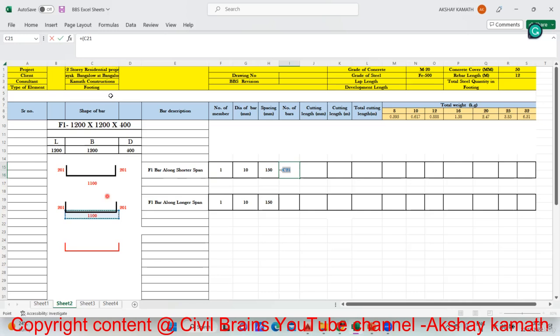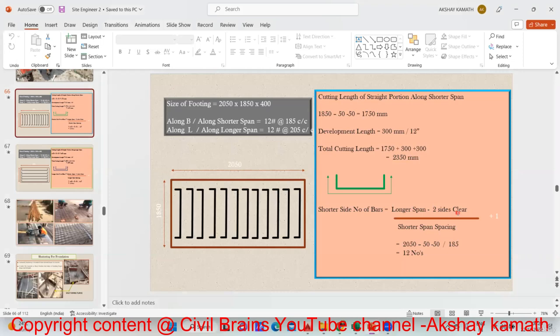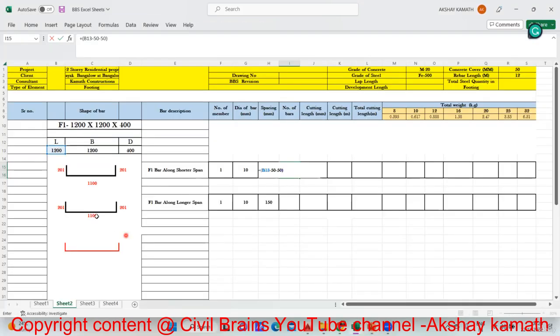We'll directly take 1100, or we can do one more thing. Instead of doing that, for the number of bars, come here, open the bracket. What is your longer span? My longer span is this one, 1200 length. You take this one, minus 50, that is the cover on the left side, minus 50, the cover on the right side. You're getting my point, no? And close the bracket. That is what was written here: longer span minus two sides of the cover. This you can do. Otherwise, you could have directly taken 1100, because here the cover is already subtracted. But we'll follow this method only. Now once this is done, you divide this by spacing.